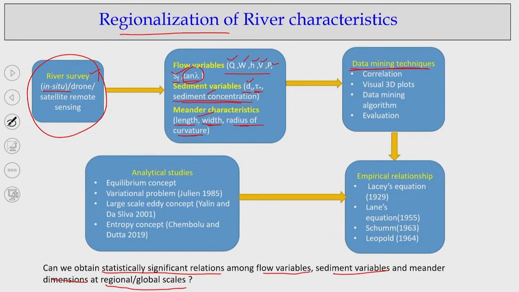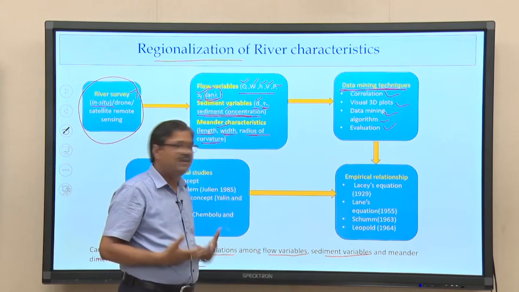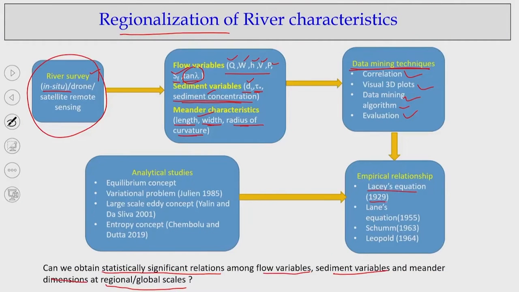Okay. Very basic is correlation analysis, visual 3D plots. There are a lot of data mining algorithms nowadays available, and those things we can integrate and evaluate the relationship. What is the known empirical relationship with us? Lacey's equations, we will talk about that.